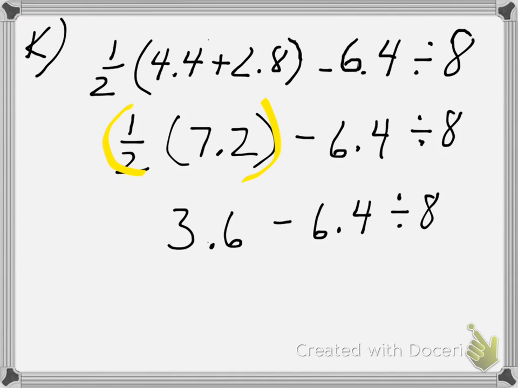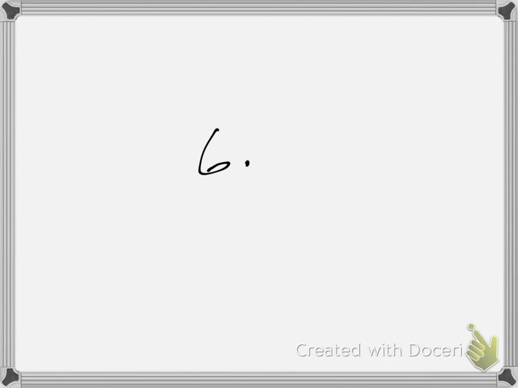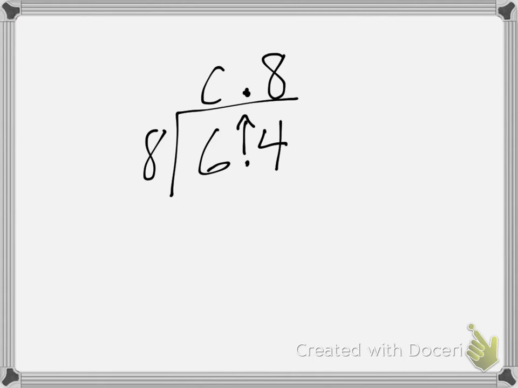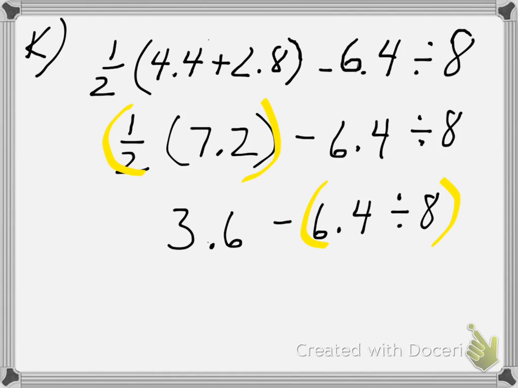Now, following PEMDAS, before we can do this subtraction here, we have to go ahead and do this division. So we have 6 and 4/10 divided by 8. We just take our decimal point and put it up. And now we just do 64 divided by 8, which is 8. So we get 8/10. And this will become 8/10. We bring down what we didn't use.